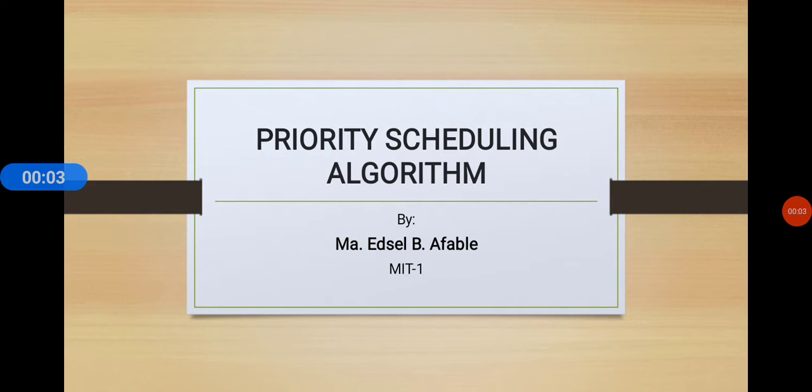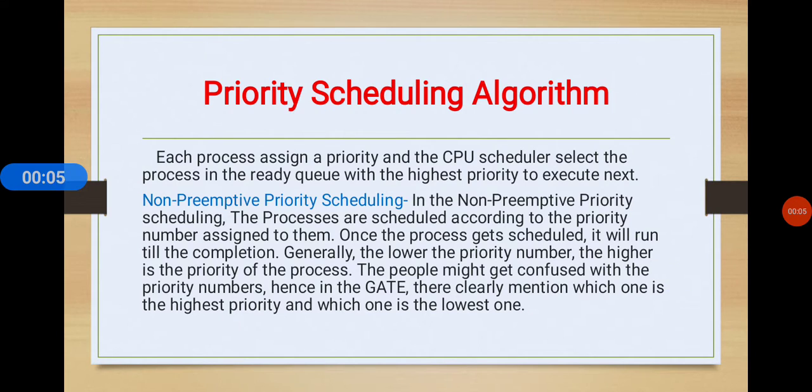Priority scheduling algorithm. Each process is assigned a priority and the CPU scheduler selects the process in the ready queue with the highest priority to execute next. We have here one example of priority scheduling algorithm, which is the non-preemptive priority scheduling.